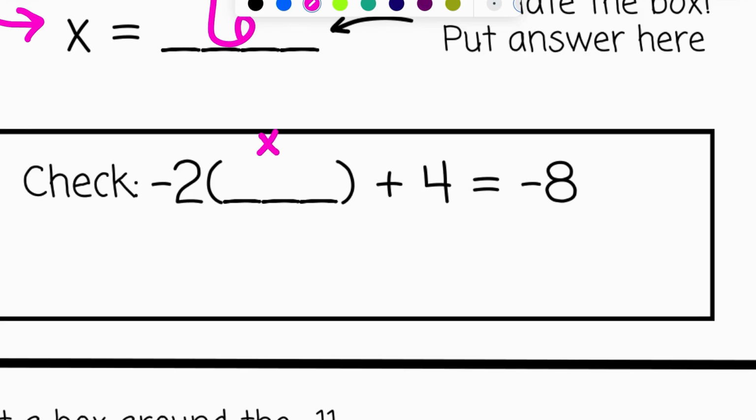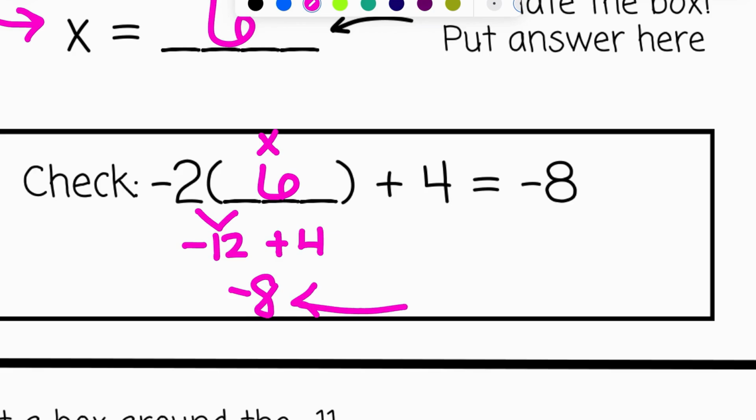Again, to check it, we plug back in. I used to have negative 2x, and now I'm going to have negative 2 times 6 plus 4. Negative 2 times 6 is negative 12. And then negative 12 plus 4 gives me negative 8. So the left side of my equation equals the right side. So I know I got my answer correct.